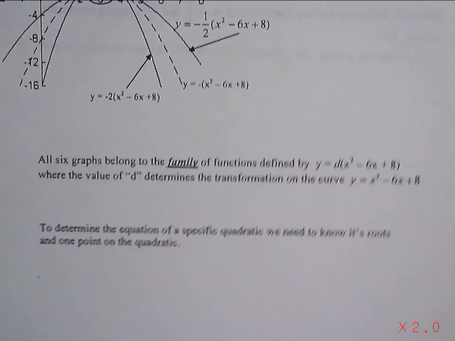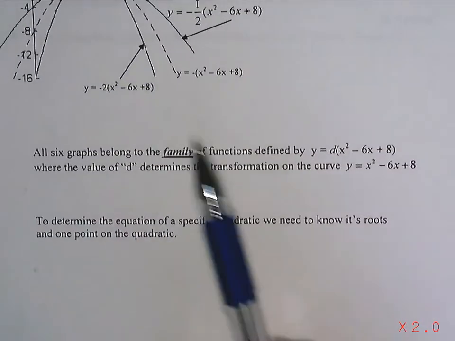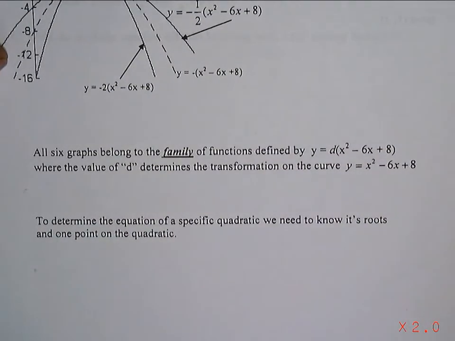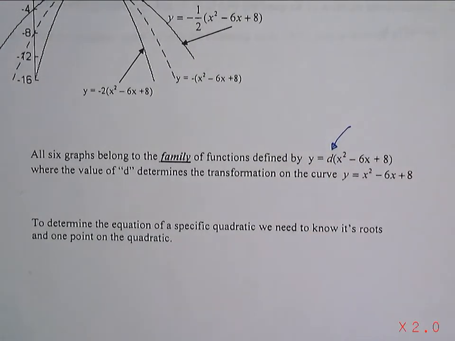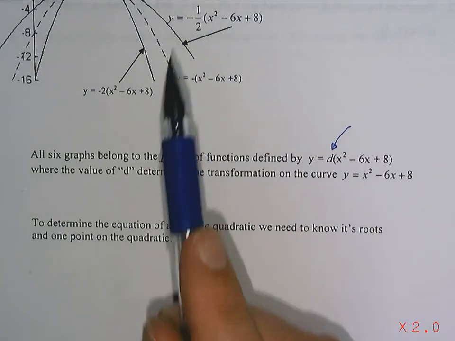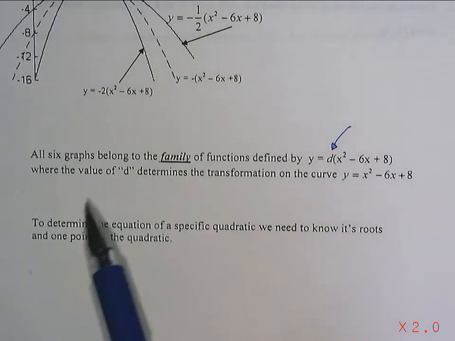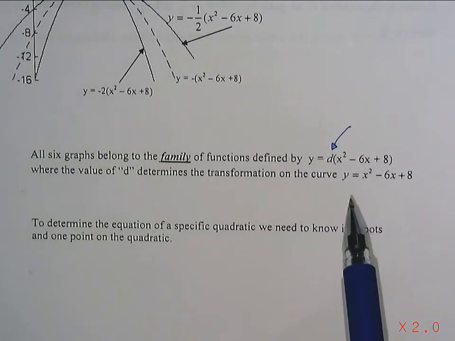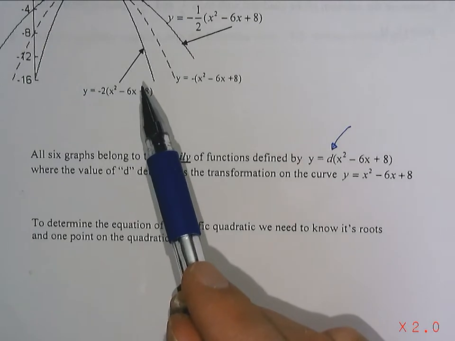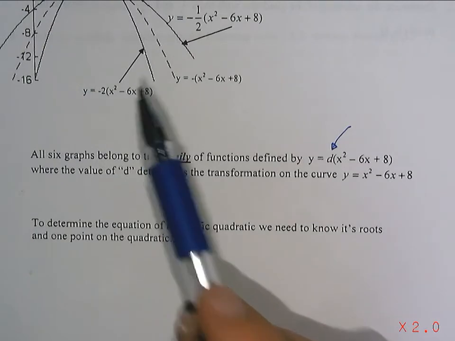Goodbye. Okay, so all 6 graphs belong to the family of functions defined by. Now, you're not going to like this. They put a d out in front. What did I put out in front? Does it matter? Okay, that's important. It really doesn't matter. It's a variable, isn't it? It represents any real number that could go in there. So these are 6. We know there's much more than 6, right? But these are 6 of them. All where the value of d determines which of these functions we're looking at. Does that make sense? Okay.